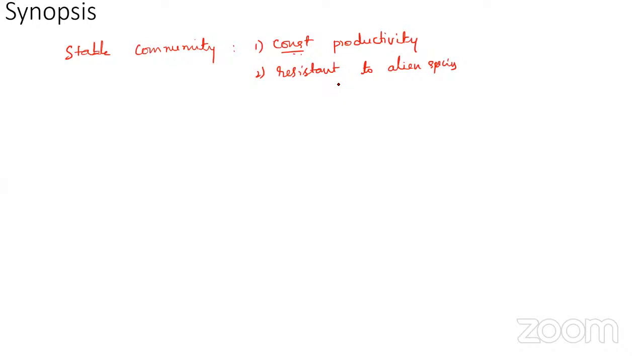Now, wherever biodiversity is more, you will see that the community will be stable. Repeating, wherever biodiversity is more, productivity will be constant and it will be resistant to alien species invasion. It was proven by long-term experiments done by David Tilman. And one more important thing here is a hypothesis proposed by Paul Ehrlich. He proposes what is called the rivet popper hypothesis, which is an analogy.